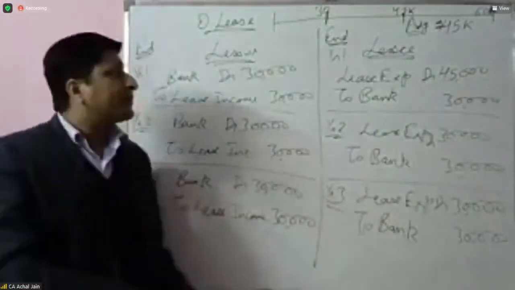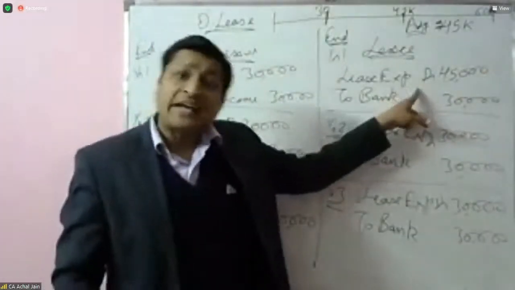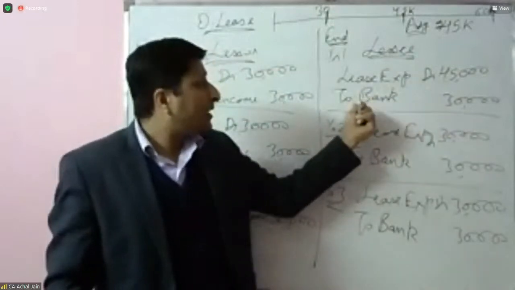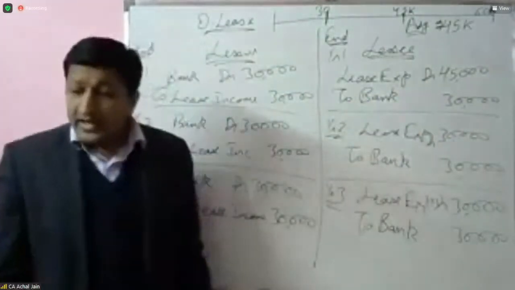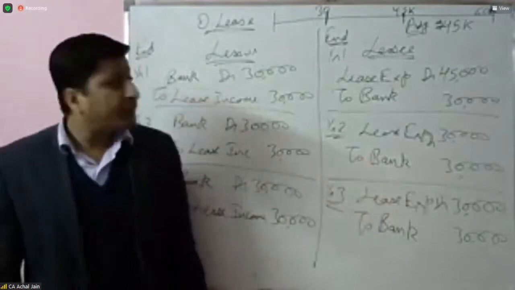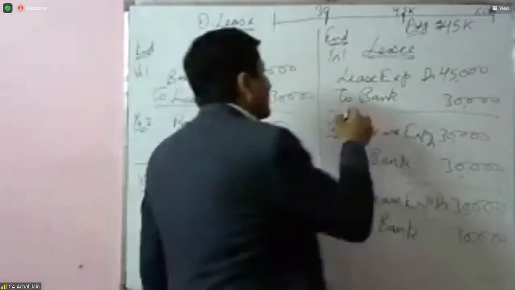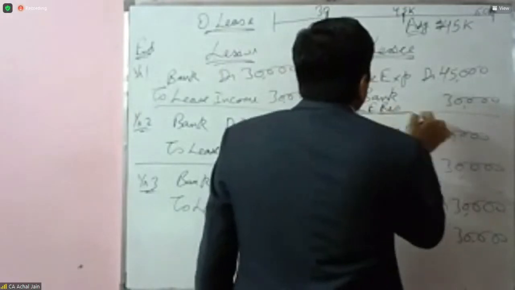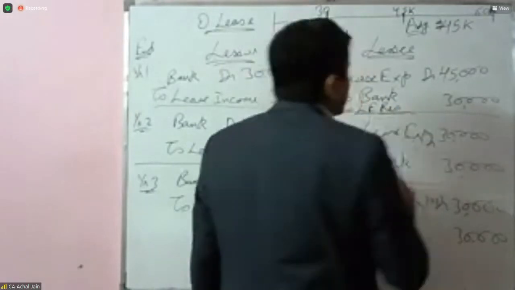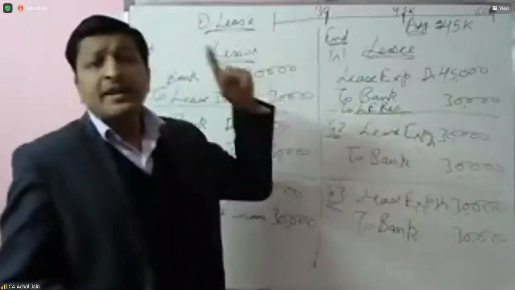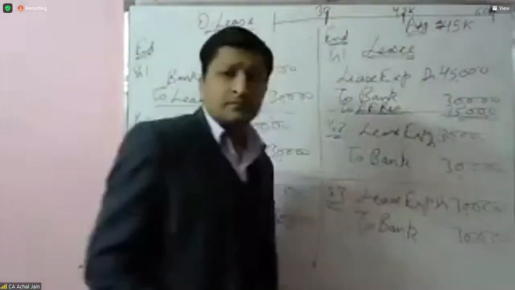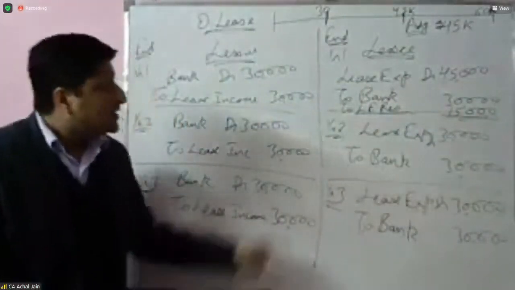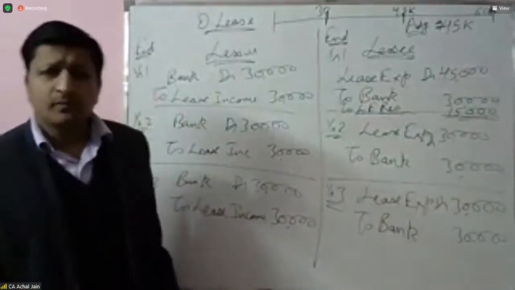The expense that we will book will be 45,000, against which we will pay only 30,000. And where will this 15,000 go? It will go to lease escalation reserve. You can say it's a kind of liability which will get created. Lease escalation reserve, 15,000. Clear?